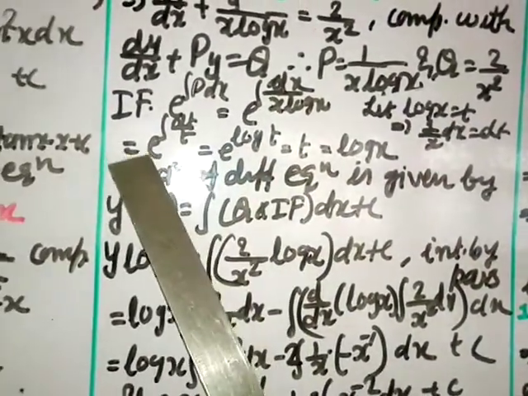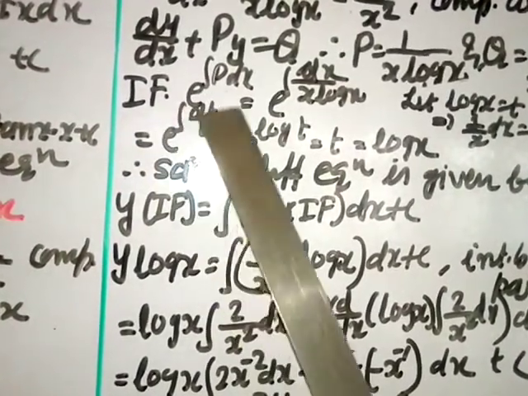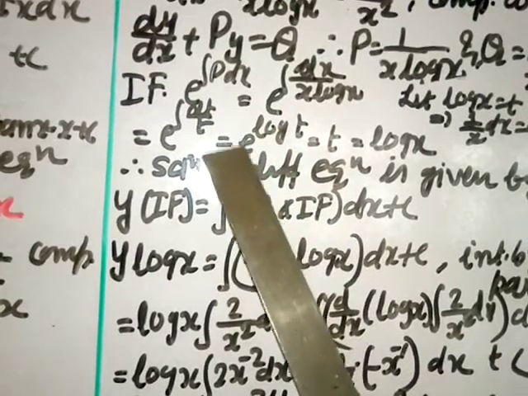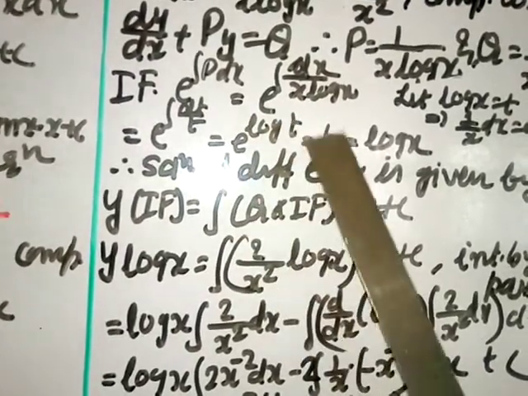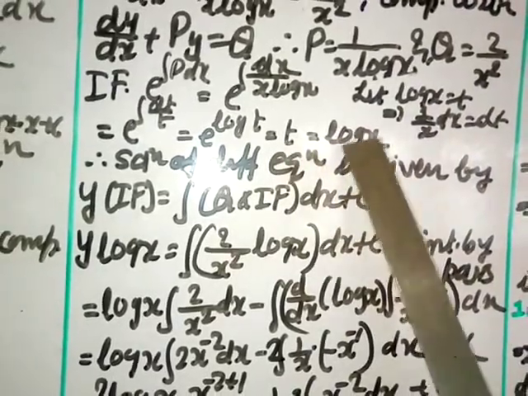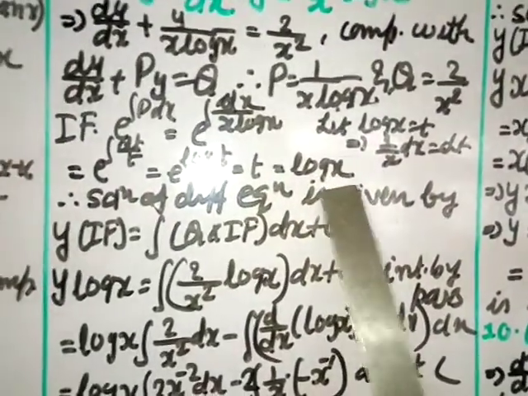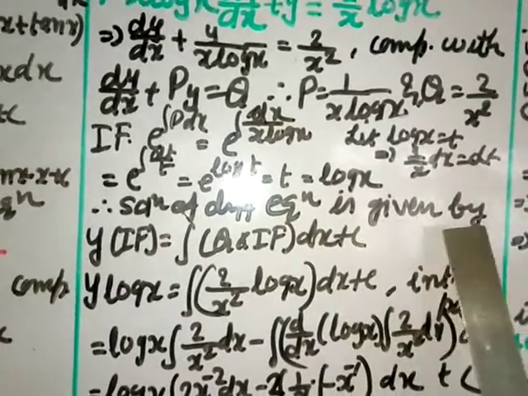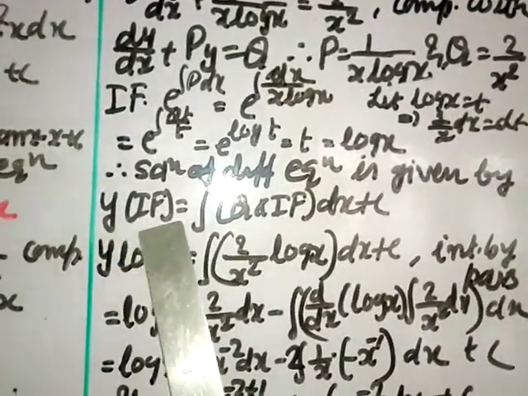I have written here integral e power integral dt by t, and this integral is log t, and here e power log t, that means only t, and t value we are taking as log x. So put t value as log x. So integrating factor is log x. Now the solution of the given differential equation is given by y into integrating factor is equal to integral q into integrating factor dx plus c.